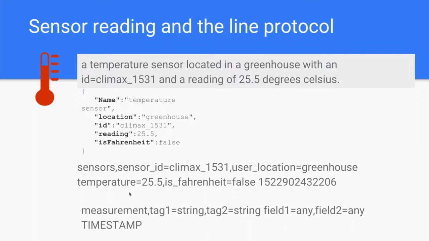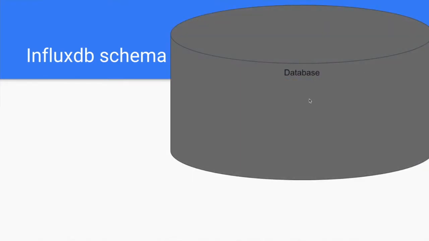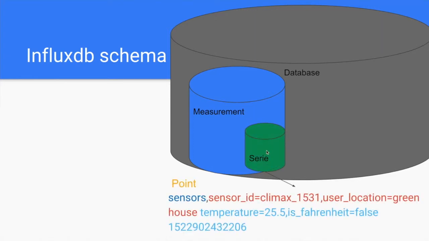Now that you have seen an example of an actual data point, I'll zoom out to show what the schema in Influx is. So in the InfluxDB schema, we have a database, we have our measurement. In our measurement we have our series, and from the previous slide we have a point that is located in the sensor measurement with tags, sensor ID and user location, and the fields of temperature and is Fahrenheit, and finally our timestamp.